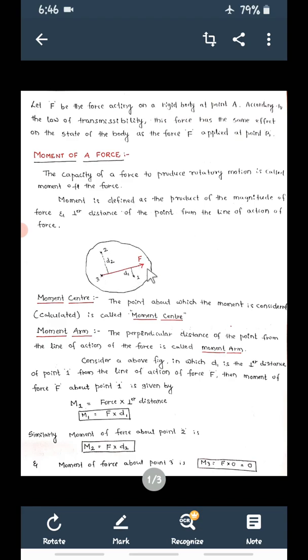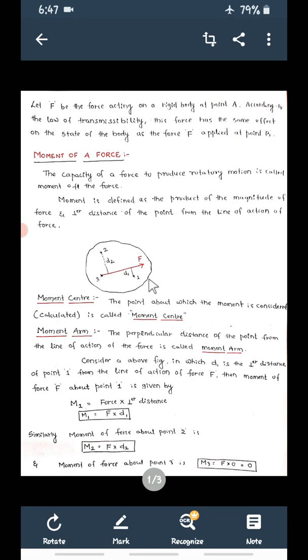But if you see M1, M1 is equal to F into D1. So the body will rotate like this about point 1. Then about point 2, it will rotate in this direction. But about point 3, it will not rotate because there is no perpendicular distance, so the moment will be 0.